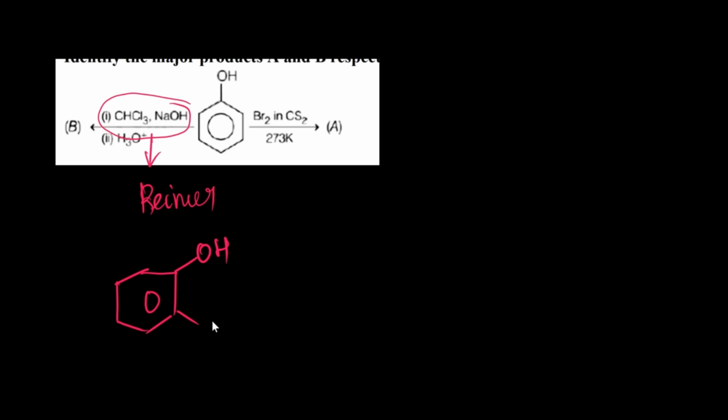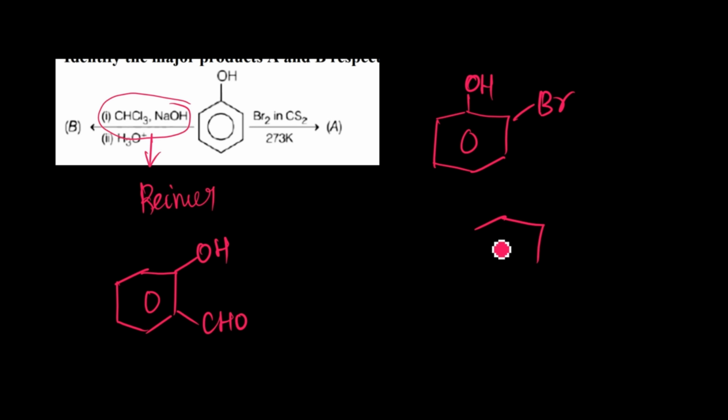Okay. Then the next question: phenol with CHCl3, NaOH followed by hydrolysis, and Br2 in CS2. What is A? What is B? So this is the Reimer-Tiemann reaction again, which will give you OH and CHO, right? And Br2 with CS2 will produce para-substituted products. Br and OH, in the para position I have Br. So these are the answers to this question.